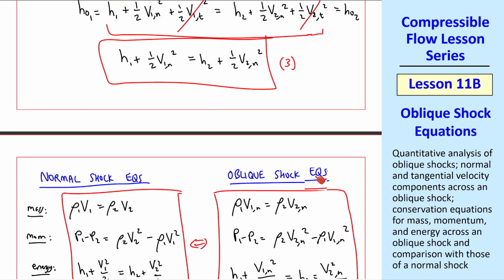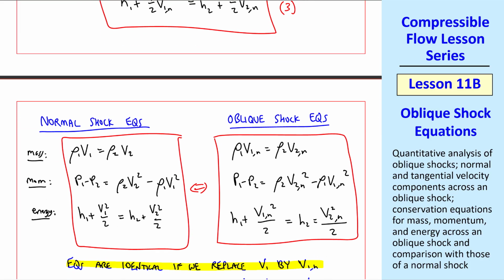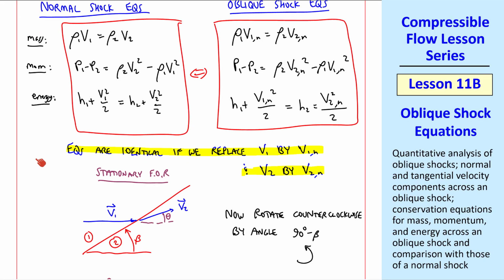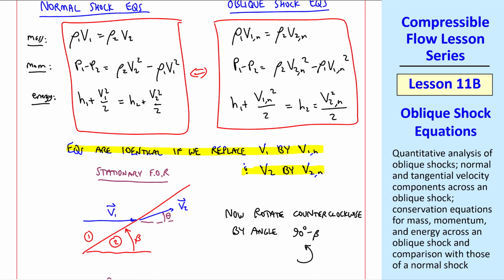Now I want to compare the normal shock equations and the oblique shock equations. These are the mass, momentum, and energy equations for a normal shock that we've been using for many weeks now. And these are the three equations that we just derived for the oblique shock. You can see that these equations are identical if we replace v1 by v1n in all three of these equations, and v2 by v2n. Let me look at different frames of reference to try to make this more clear.